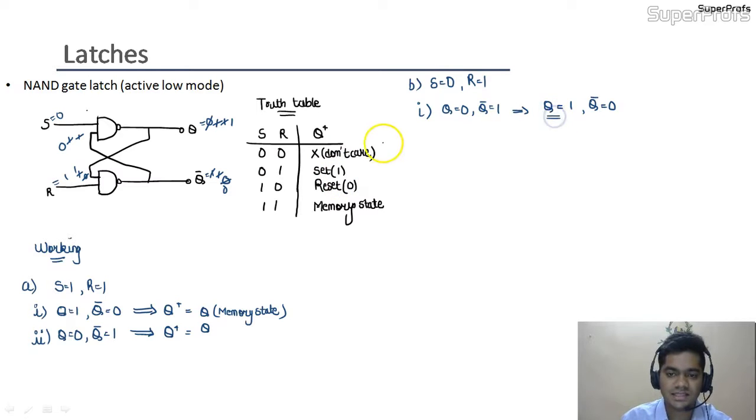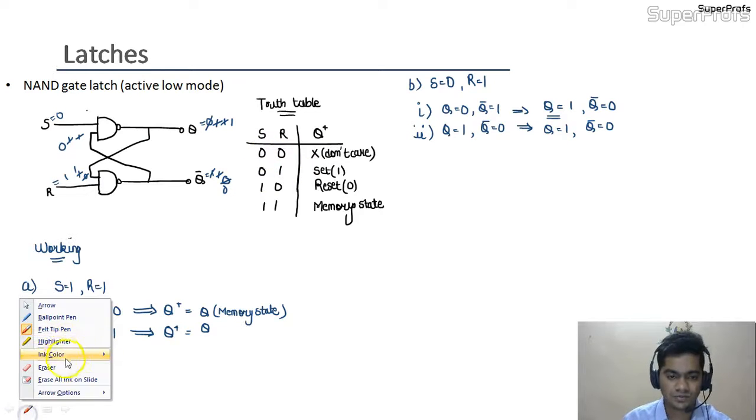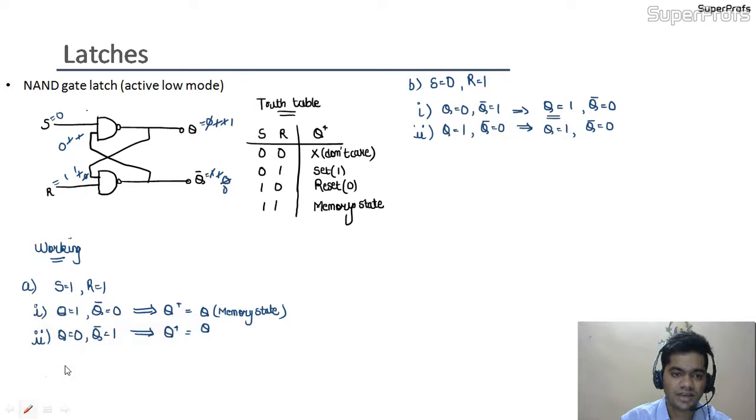Okay, from this we can see that. Similarly for the second case, that is Q equals 1, Q bar equals 0, we can prove the same thing, that is Q would come as 1 and Q bar would come as 0. So this was the second case, that is for S equals 0 and R equals 1. Okay, I hope you have understood this condition. Now we are taking our third condition, that is S equals 1 and R equals 0.